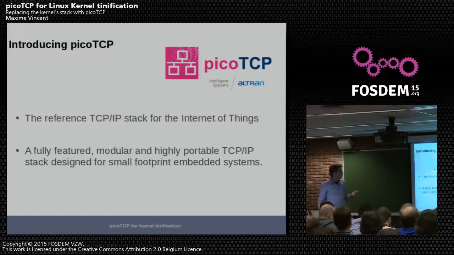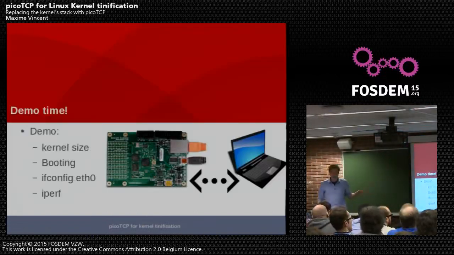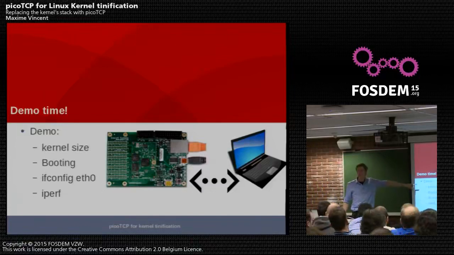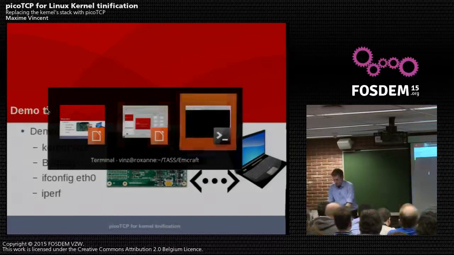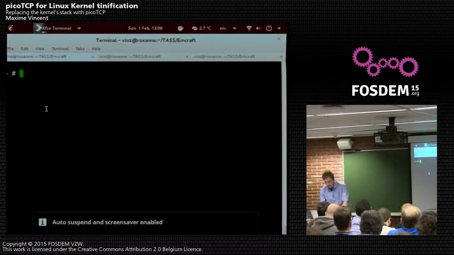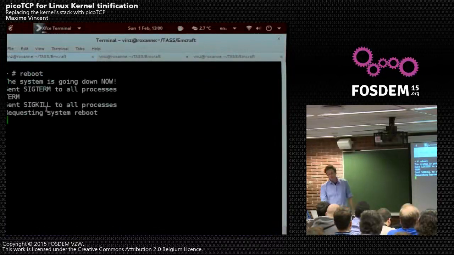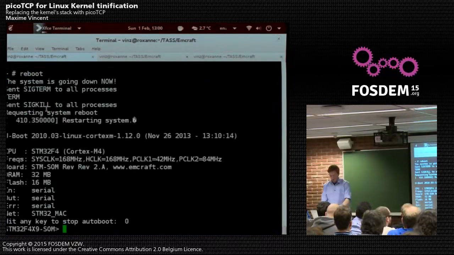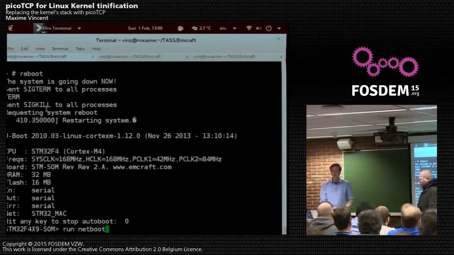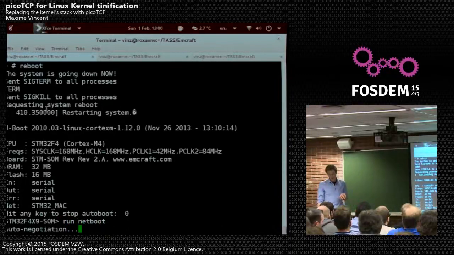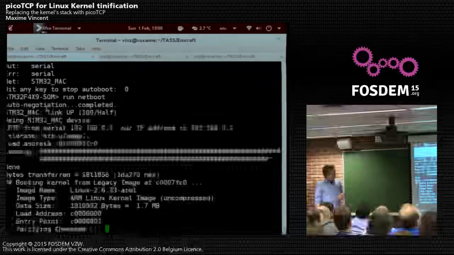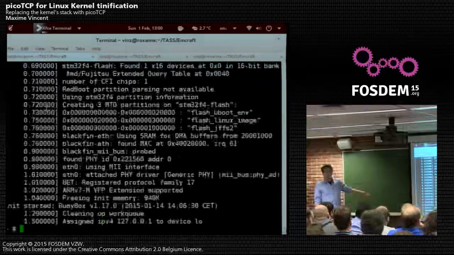So that's where I'm going to switch to a little demo, and the setup is very simple. It's not going to be anything spectacular, but it's just to show you that it works. It's this board with the Cortex M4 on it, and my laptop connected by an Ethernet cable. The first thing I'm going to do is reboot the machine and go into the bootloader. And from the bootloader, I'm going to run a netboot command, which is going to boot the kernel with the TCP/IP stack in it from TFTP. And there it goes. It's starting, and as you can see, it's also booting pretty quickly.